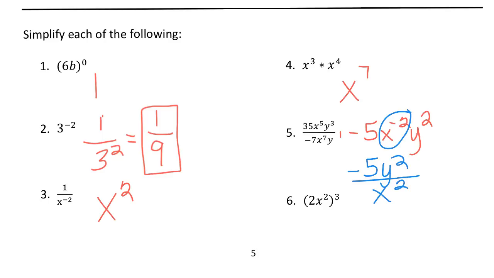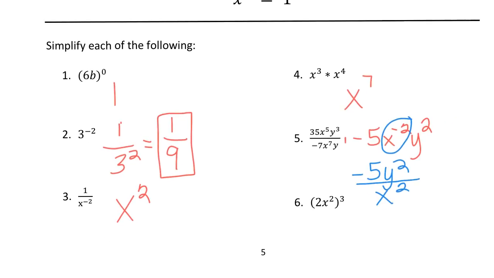Okay. And then lastly, we have number 6. Again, we have 2x squared all being raised to the power of 3. So 2 to the power of 3, those are our numbers, so we're not using exponent laws. 2 is a coefficient, not an exponent. So 2 to the power of 3 means 2 times 2 times 2, which is 8. And then x squared to the power of 3, we have a power being raised to a power, which means our exponents multiply. And so we have 8x to the 6th.